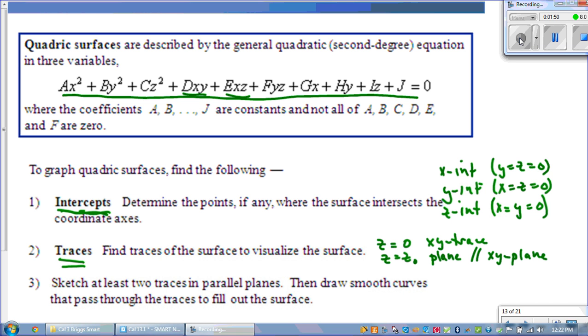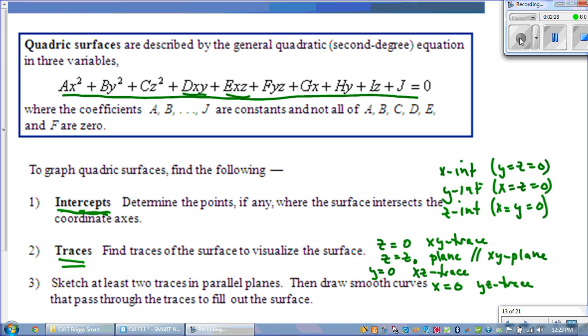Likewise, the trace with the plane y equal to 0, remember y equal to 0 is just your xz plane, so that would be the xz trace, or y equal to any constant would be a plane that's parallel to the xz plane. And then also x equals 0 gives us the yz trace if we're intersecting the surface with the equation x equal to 0, which is the yz plane. So x equal to 2 would be a plane parallel to the yz plane.